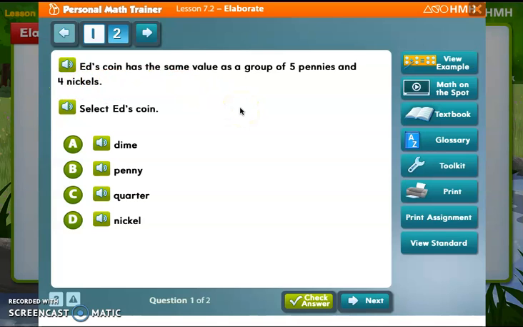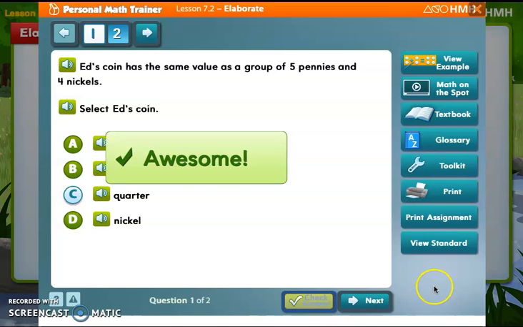So 5, and you can count with me if you would like to. 5, 10, 15, 20. So 4 nickels is worth 20 cents. And then we add 5 pennies. So from 20, we then count on by ones 5 times. So 21, 22, 23, 24, 25. So 4 nickels and 5 pennies is equal to 25 cents. And one coin that does equal 25 cents is the quarter. So the answer would be C. Awesome! Okay.